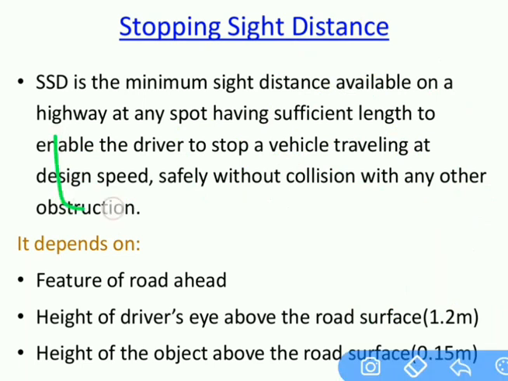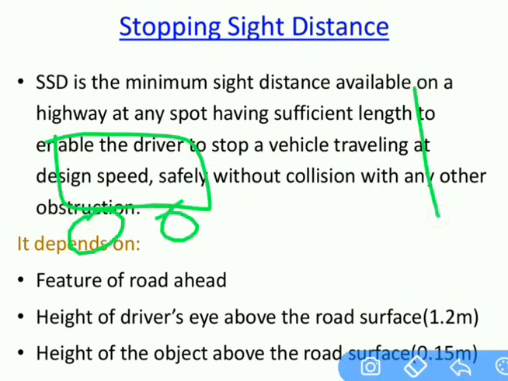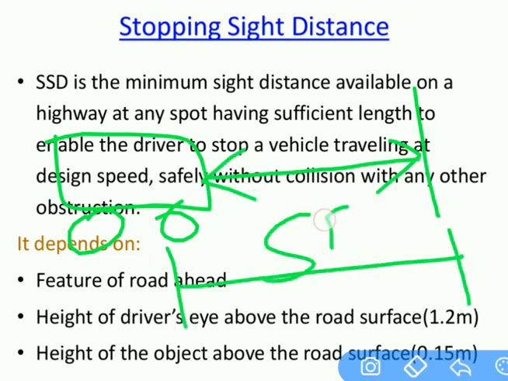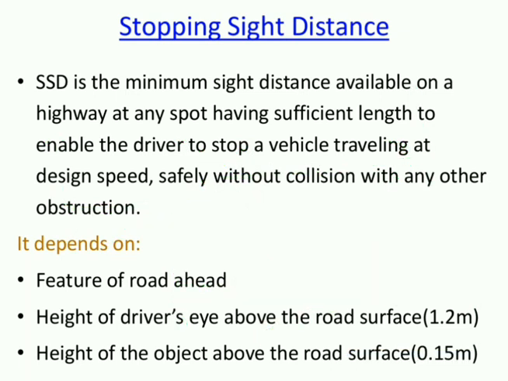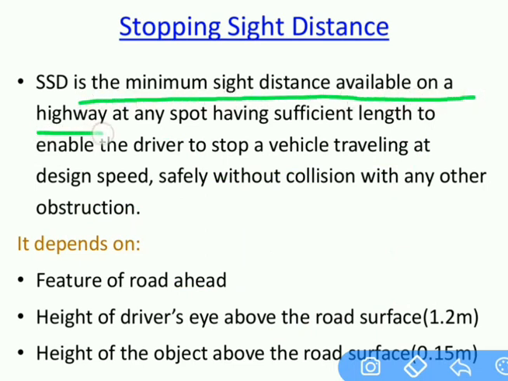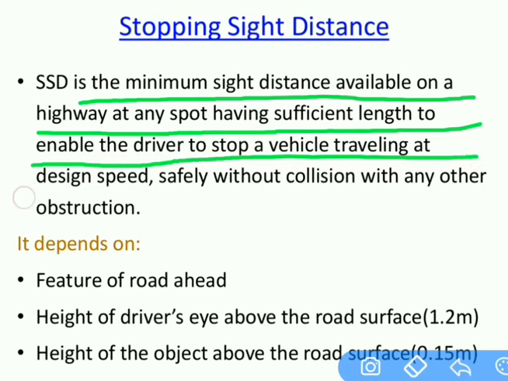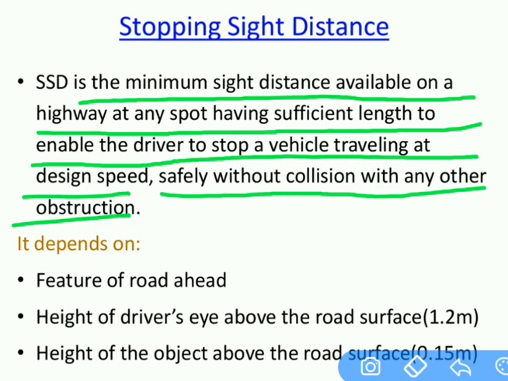See here, simple. We have one vehicle, and we have one object. So to stop this vehicle without collision with this object, how much distance is required, the minimum distance required, that is SSD, stopping sight distance, right? Clear. Look at the definition. SSD is the minimum sight distance available on a highway at any spot, having sufficient length to enable the driver to stop the vehicle traveling at design speed safely without collision with any other obstruction, right?